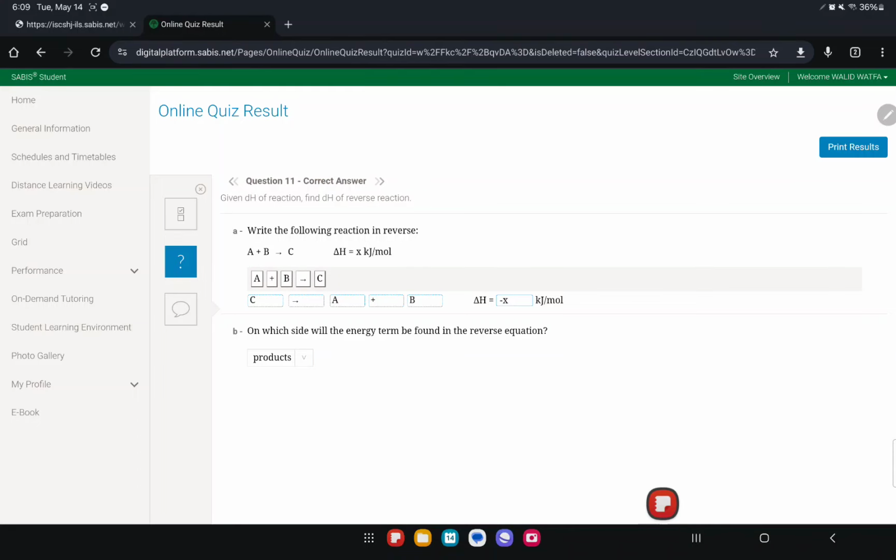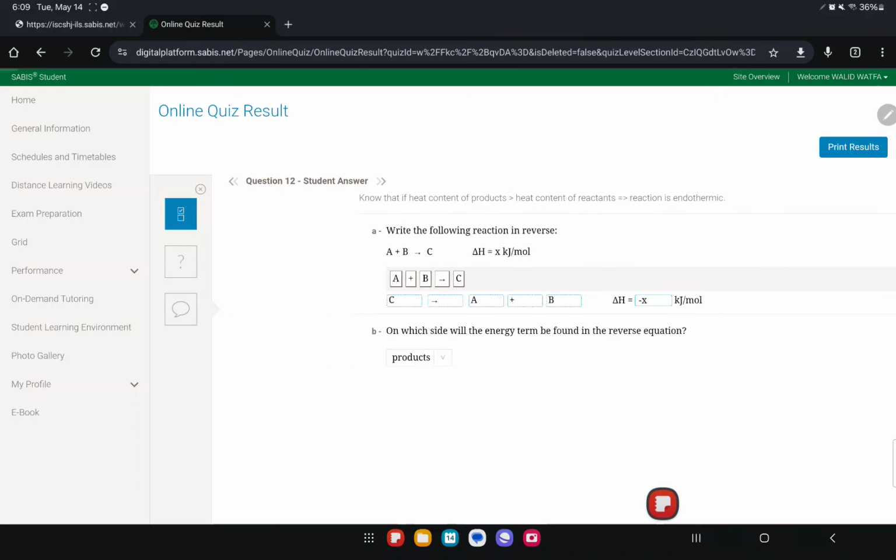On which side was the energy term found in the reverse equation? If it's negative, what's going to happen? It's going to be exo, right? Exothermic. Okay, if it's exothermic, where do I put the energy? I'm going to put it with the products because it's being released.